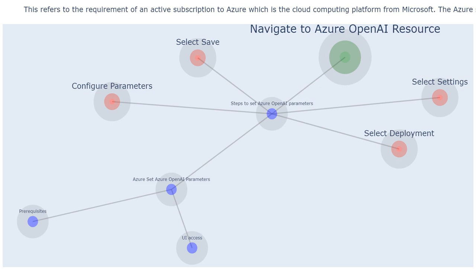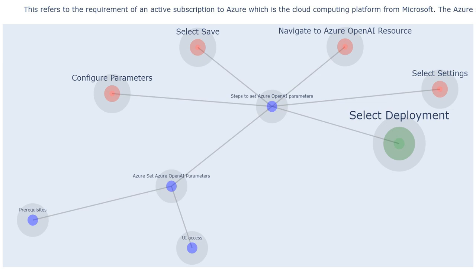This step involves navigating to the Azure OpenAI resource that was created within your Azure subscription. This resource represents a specific instance of Azure OpenAI service within your Azure environment. After navigating to the Azure OpenAI resource, select the deployment associated with the resource. Deployments represent specific configurations of the Azure OpenAI service.